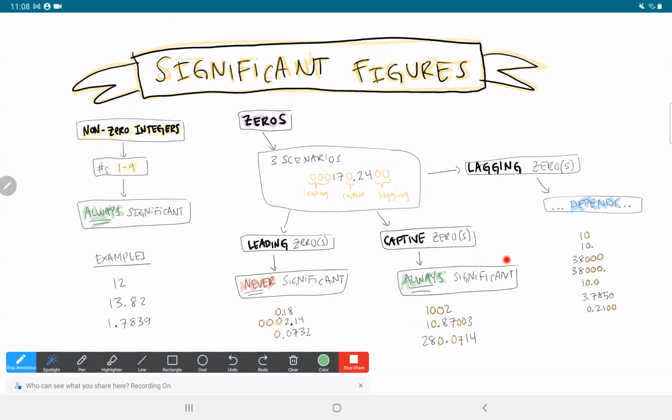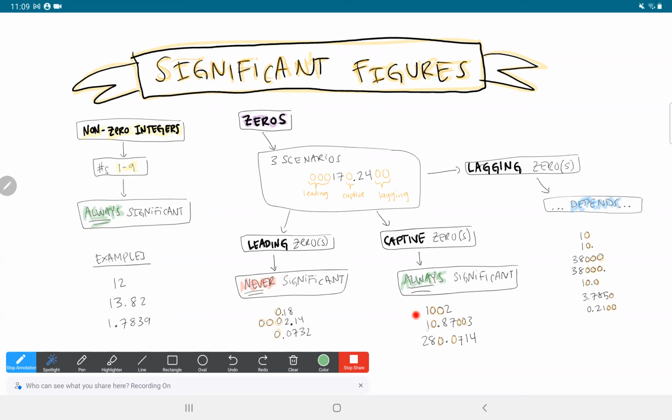Captive zeros are always significant. So they are placeholders, but you are certain that those values do exist. So here's some examples. 1002. So I have 2 captive zeros, but they're sandwiched in between this 1 and this 2. So these are the 2 non-zero integers. So all 4 of those numbers are significant.